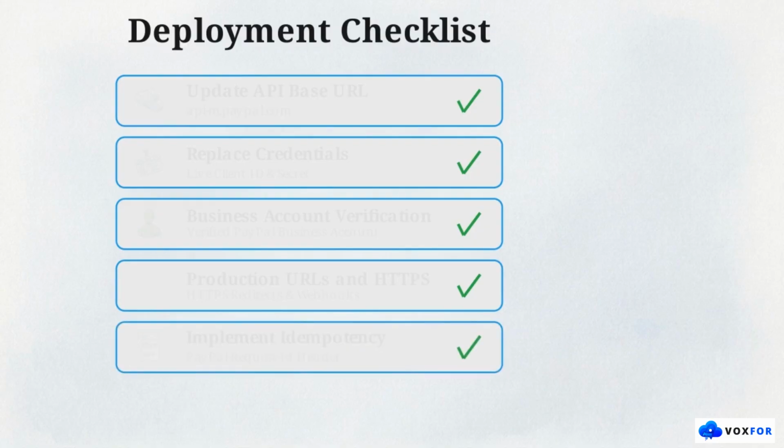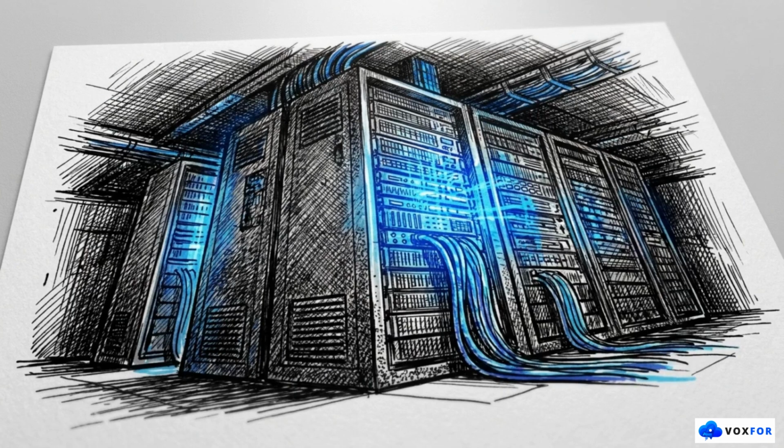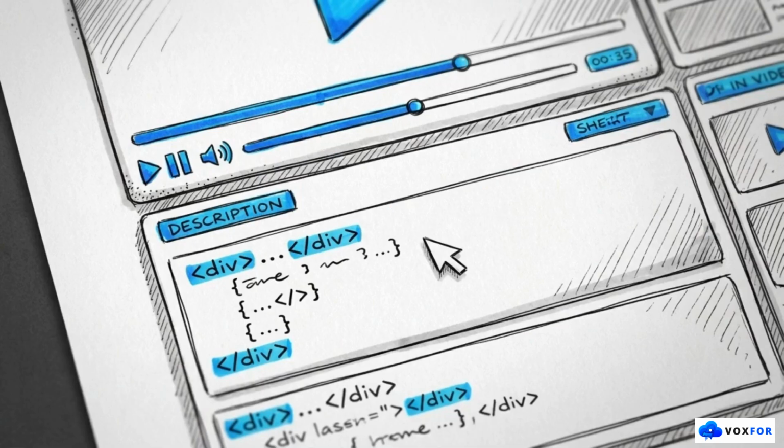Step 5. Add a PayPal-Request-Id header to your POST requests. This ensures idempotency, meaning if a network error causes a retry, PayPal will not process the same transaction twice. Using direct REST endpoints instead of third-party libraries results in a resilient infrastructure that is independent of external SDK maintenance cycles. You can find the full code snippets for this server-side integration in the description.